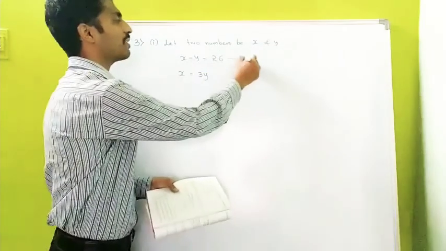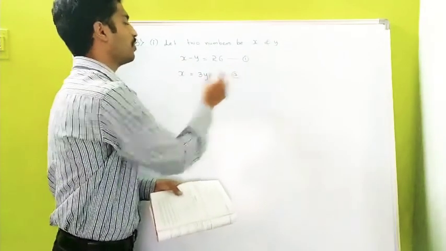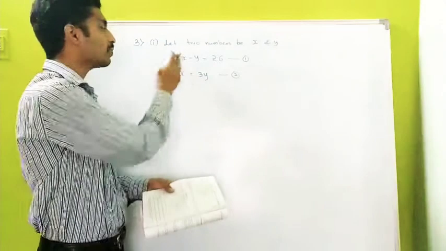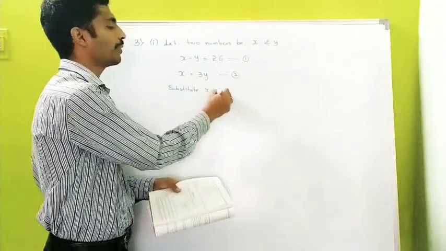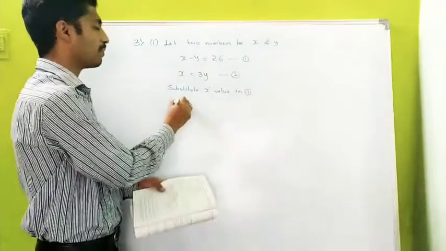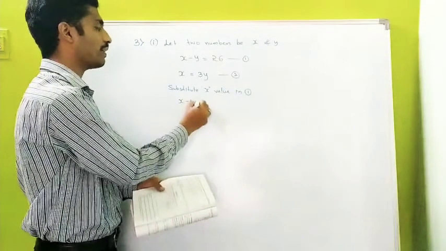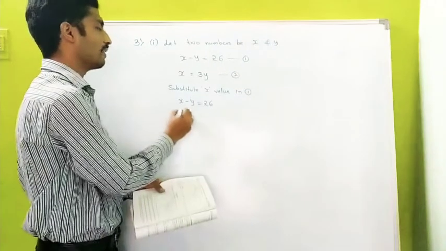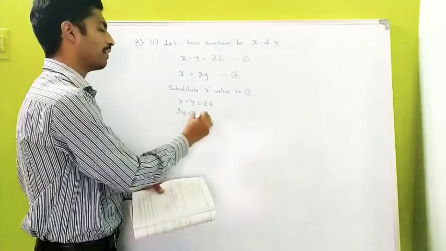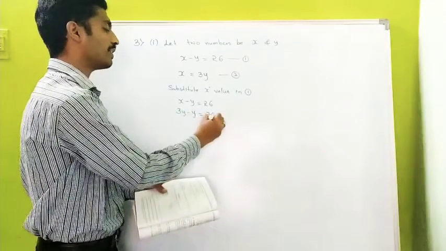See here, equation number 1 and equation number 2. Here we got the value of x equal to 3y. Substitute it in equation number 1. So what does equation number 1 say? x minus y equal to 26. So x means 3y, minus y equal to 26.